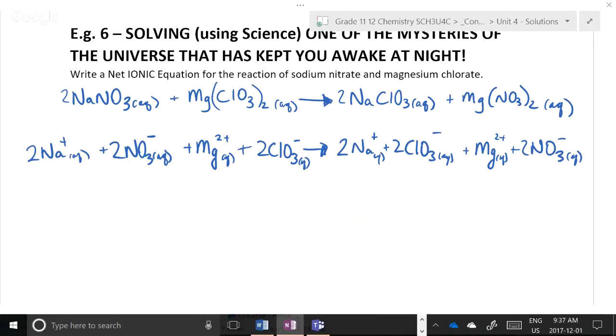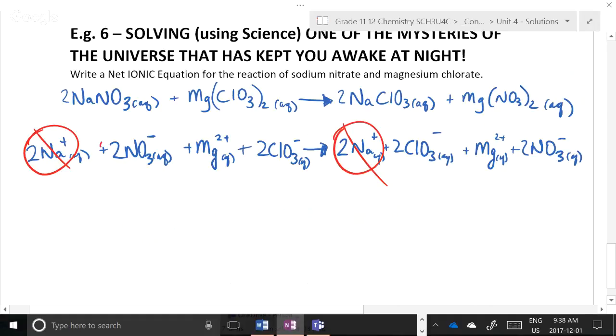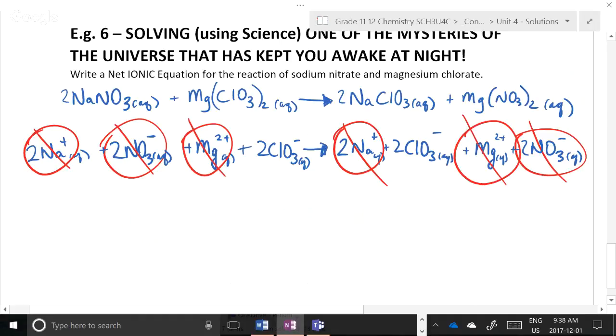So now we have this, and what ions in this reaction are just spectators? Everything. We have 2 sodiums on the left, and 2 sodiums on the right. Nothing happens to them. We have 2 nitrates on the left, and 2 nitrates on the right. Nothing happens to them. We have a magnesium on the left, and a magnesium on the right. Nothing happens to them. We have 2 chlorates on the left, and 2 chlorates on the right. Nothing happens to them. So what is the net ionic equation? We start with nothing changing, and we end with nothing changing.